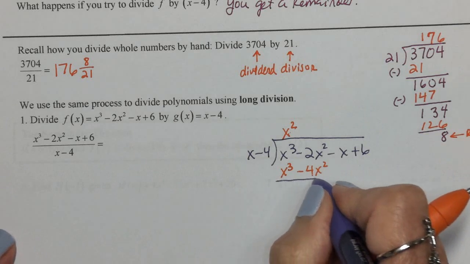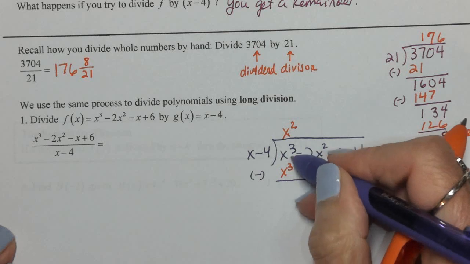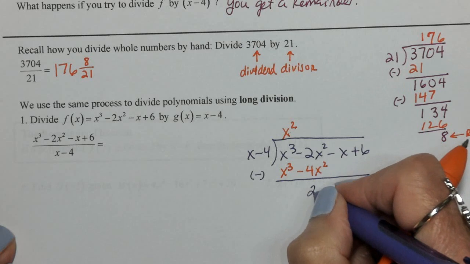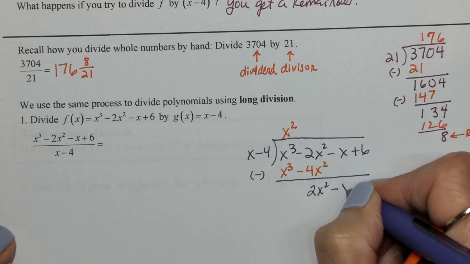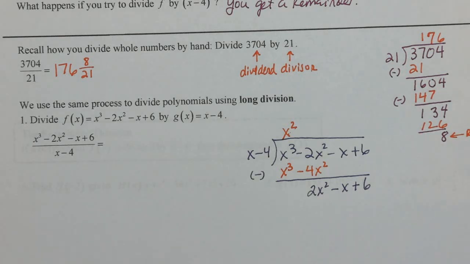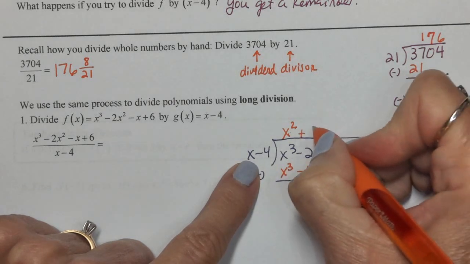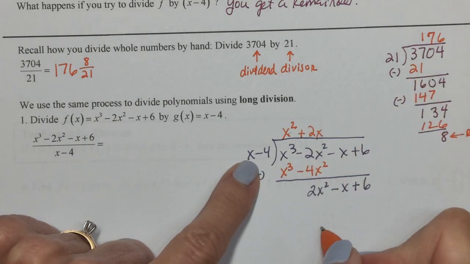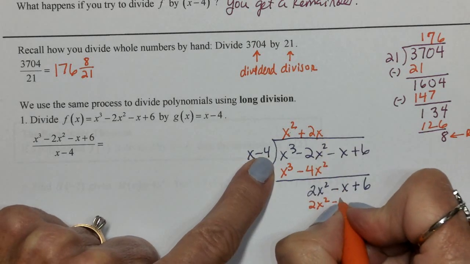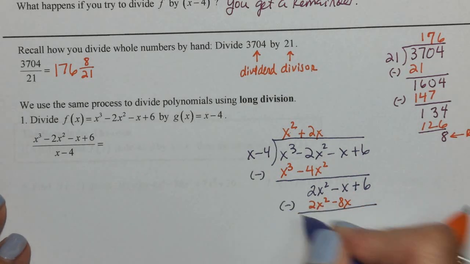Okay? And now I subtract. Subtract those two. So these subtract out. Negative 2x squared minus negative 4x squared is positive 2x squared. Bring down your negative x, bring down your 6. And do it again. What do I multiply x by to get 2x squared? Well, I multiplied x by 2x to get 2x squared. So that will give me the 2x squared, and then I have negative 8x. And now I subtract these.